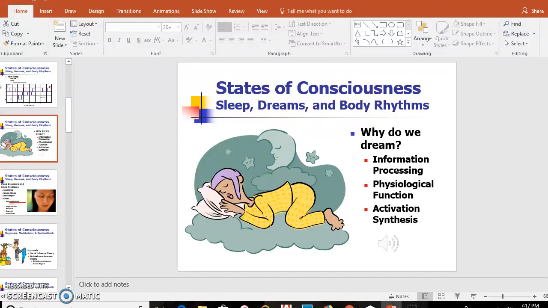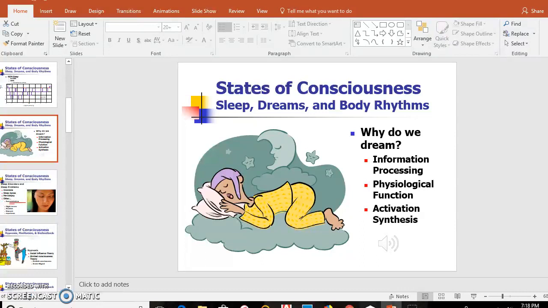So this theory looks at the fact that, and we talked about this back in the chapter on the brain, in the limbic system we have the hippocampus. And the hippocampus processes information that we've encountered during the day, and it processes that information into long-term memory storage. And so if that's happening at night while we're sleeping, it's happening during REM. And so our brain, which likes to make sense of things, takes that information and it tries to make some kind of story out of it. So that's information processing.